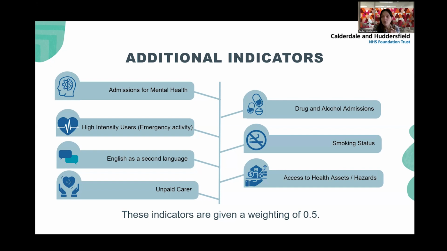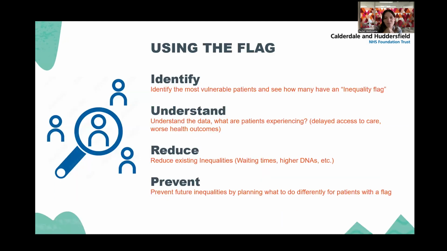We can look at whether someone has had a certain number of emergency attendances or unplanned admissions over recent months, English as a second language, unpaid carers, and access to health assets and hazards, which, if people aren't aware, similar to IMD, this is a measure that, based on where someone lives, looks at what their access to health assets, health promoting things, is like, or what their exposure to health hazards is like. So again, trying to give us a more holistic view of patients and what risks they might be experiencing. Next slide, please.